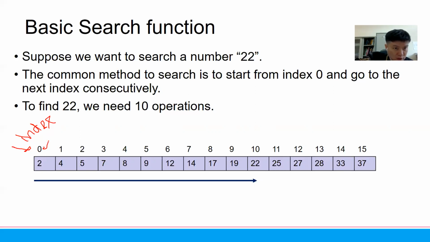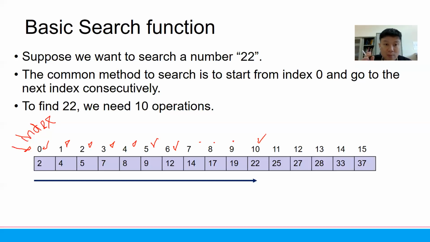Then I will start from index 0. Is it 22? No. And then I go to the next, let's do plus plus, or we will add 1. In index 1, is it 22? No. Then I will go to the next. Is it 22? No. I'll go to the next, and so on, until we have, this is the index 10 and we got 22.